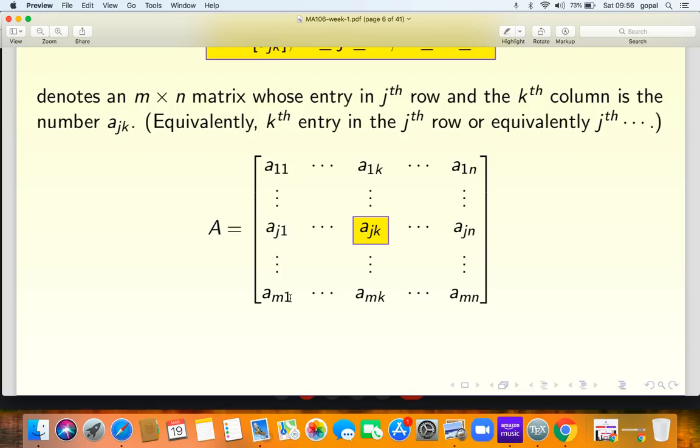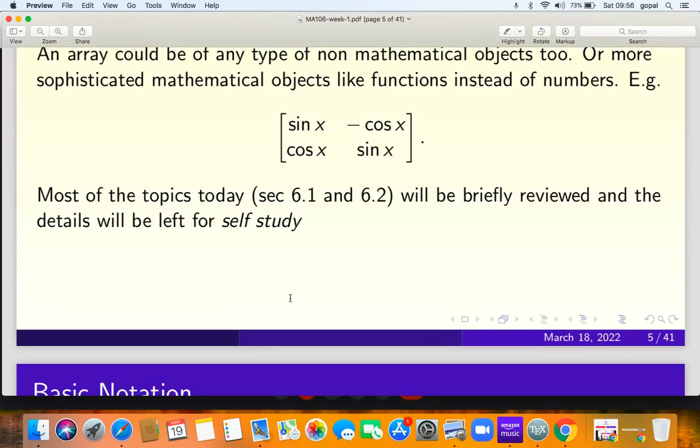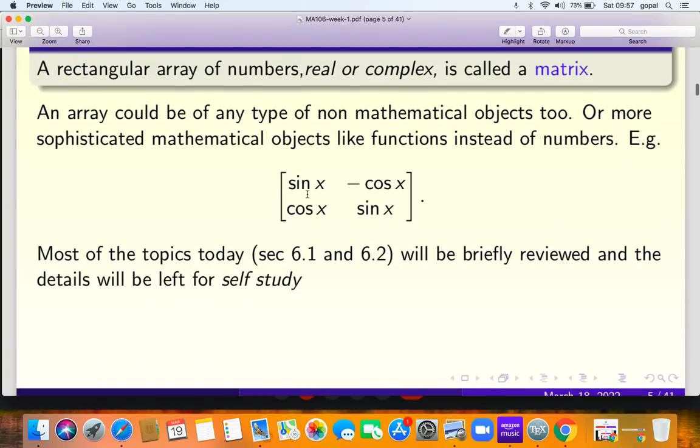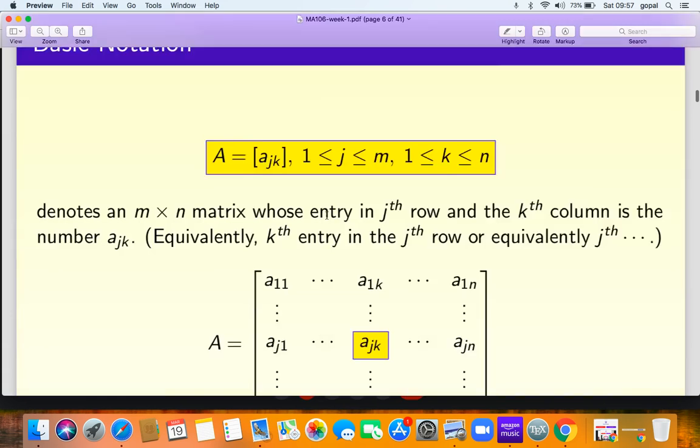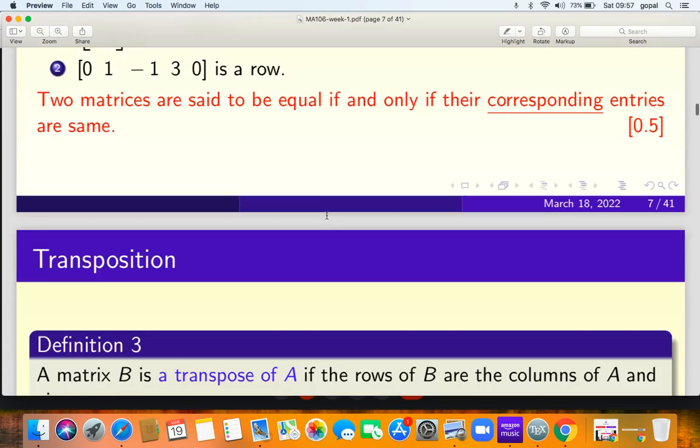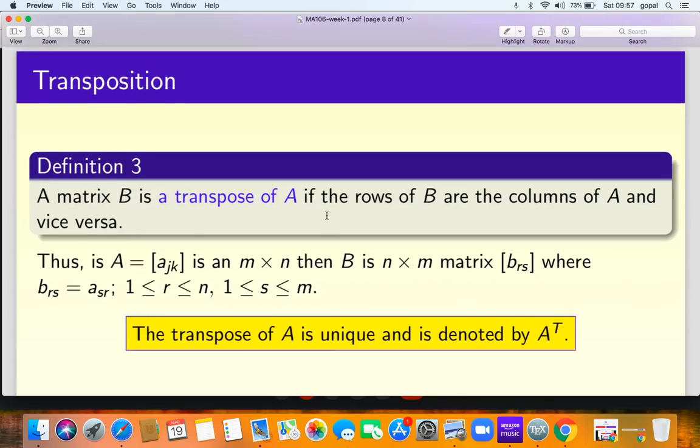You can talk about a 2 by 2 identity matrix, a 3 by 3 identity matrix, a 4 by 4 identity matrix, etc. So what's a 2 by 2 identity matrix? 1 0 0 1. Suppose I put x equal to pi by 2, I get 1 0 0 1. It's a 2 by 2 identity matrix. What's a 3 by 3 identity matrix? 1 0 0, 0 1 0, 0 0 1, etc. You get the general idea. So you got the notion of a zero matrix and the identity matrix. Identity matrix only for square matrices. Zero matrix can be any size.